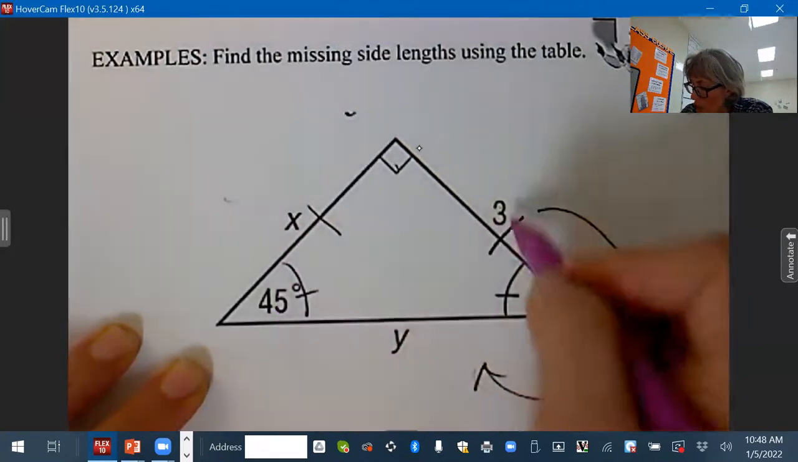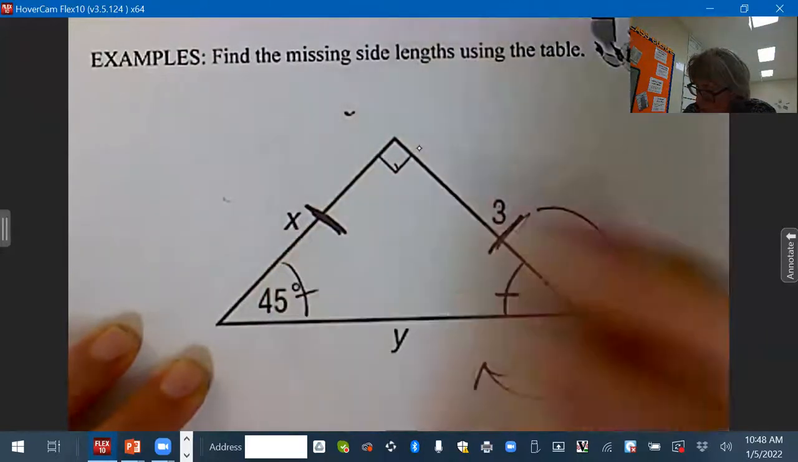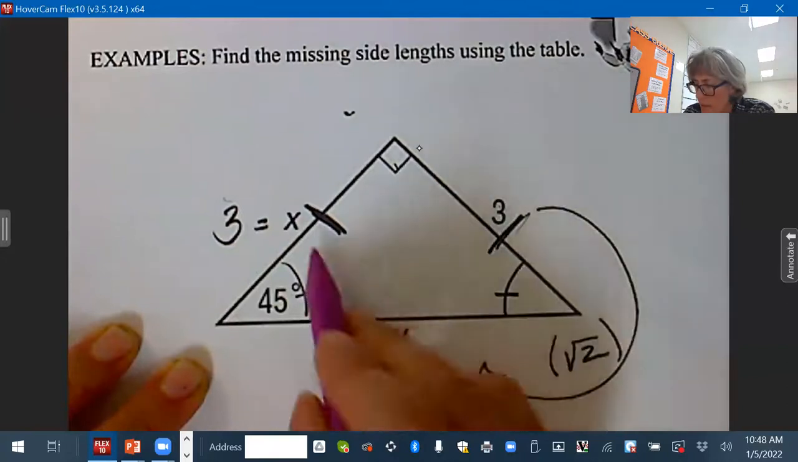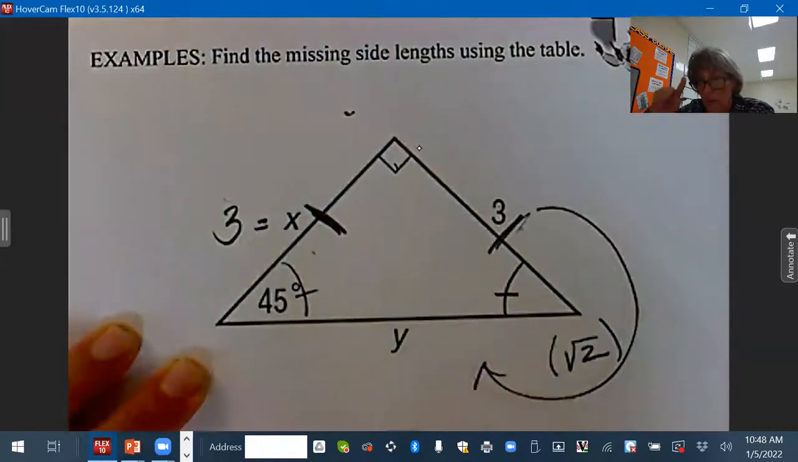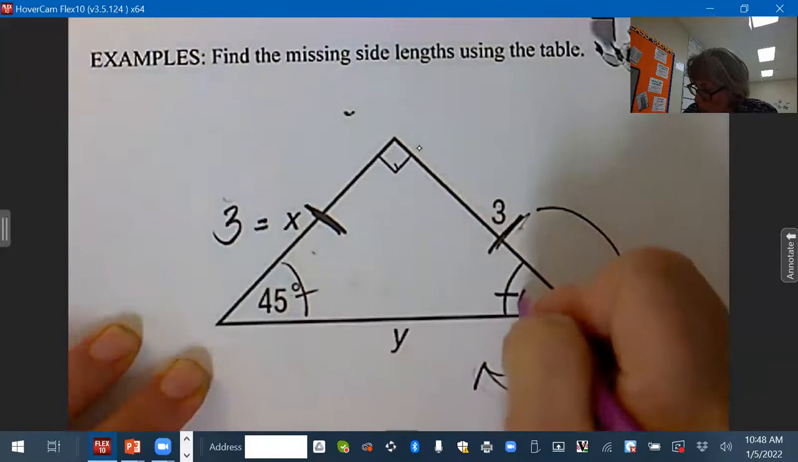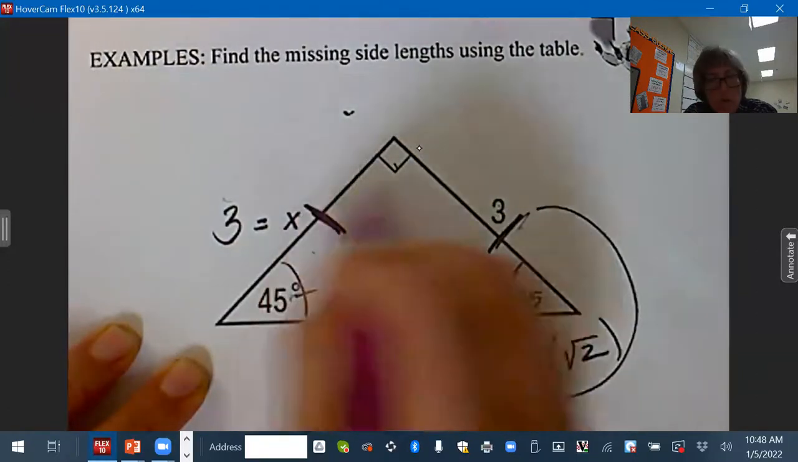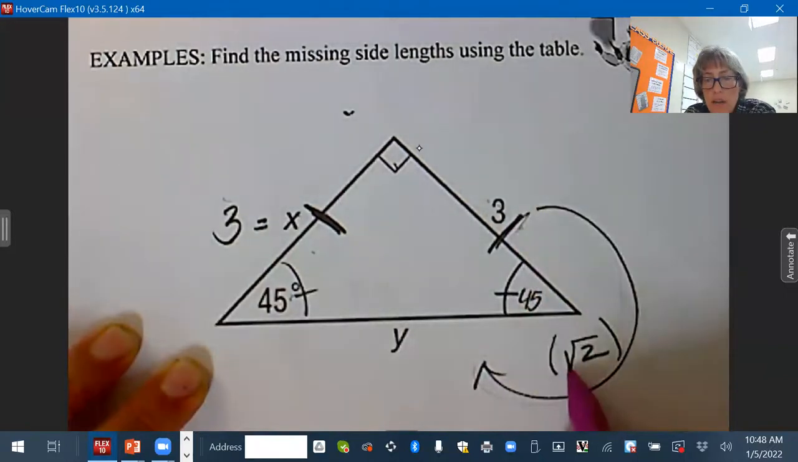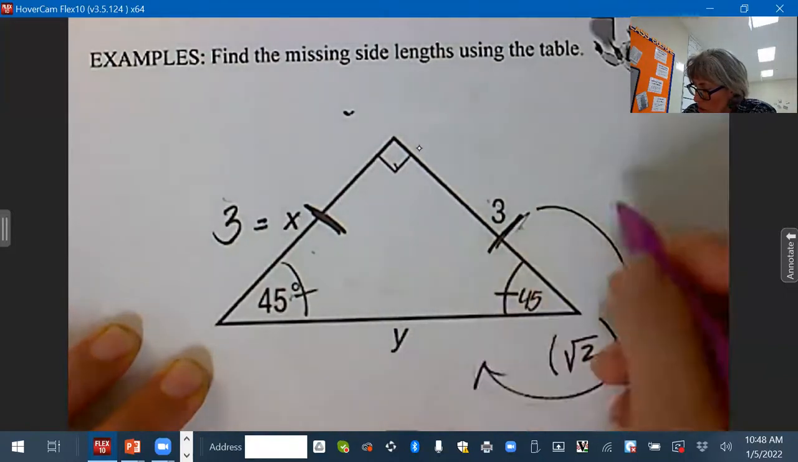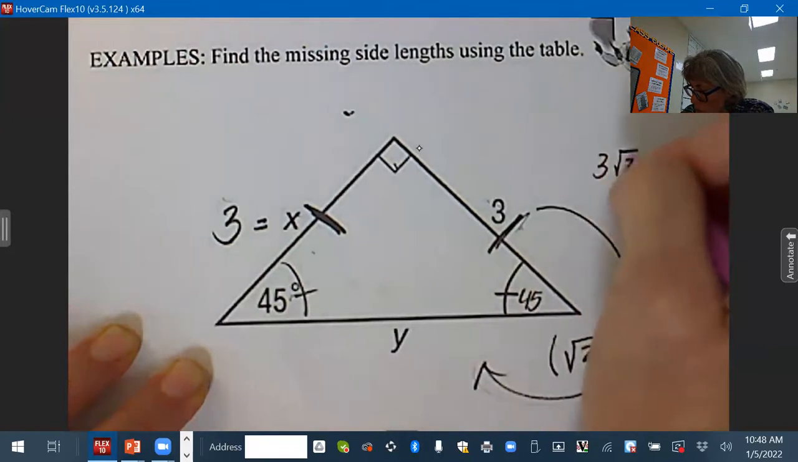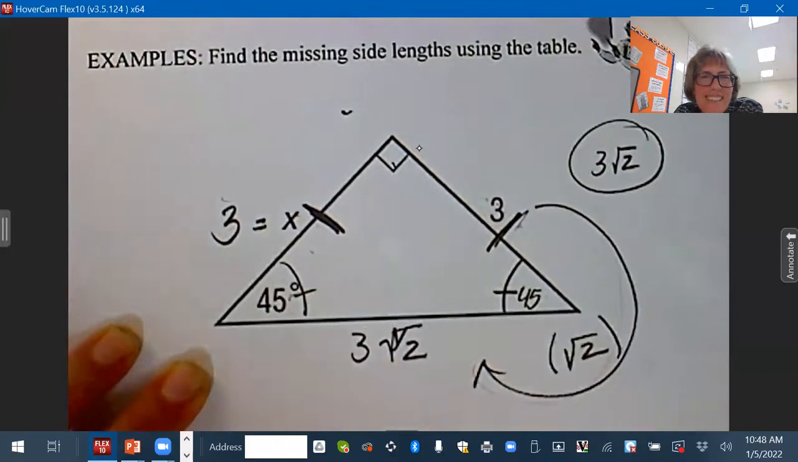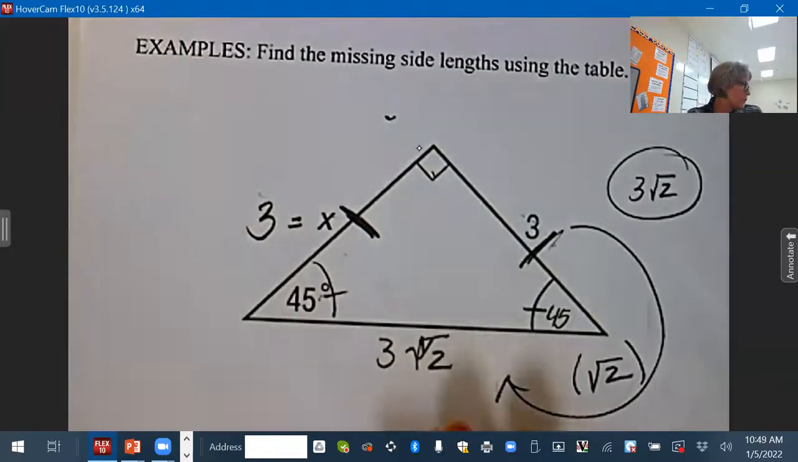So if this side is 3, guess what this side is? Ta-da! That's how hard that is. Leg, leg. Legs are equal in a 45, 45, 90. Why? 2 equal angles, 2 equal sides. The hypo is whatever the leg is times root 2. So guess what this is? 3 times root 2 is 3 root 2, folks. Yeah, that's how hard that is. Let's try a couple more.